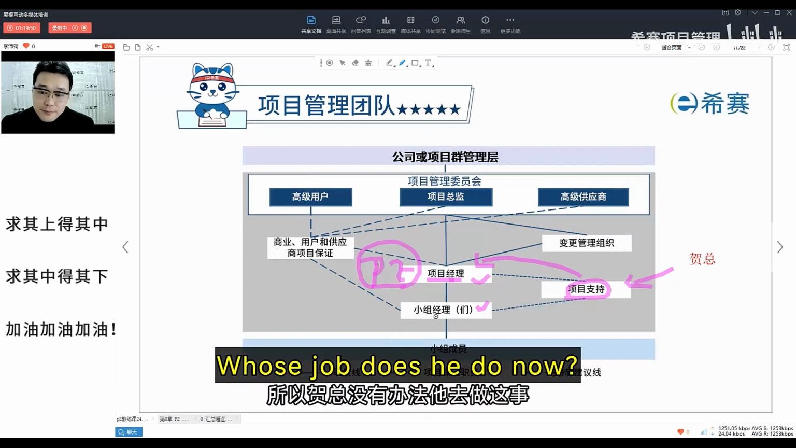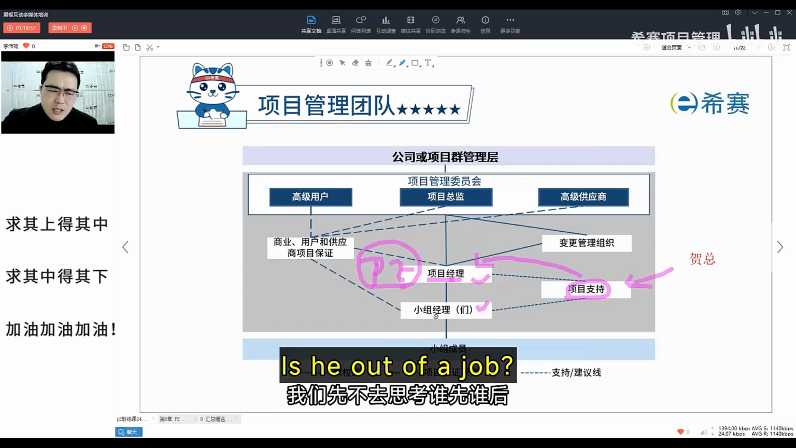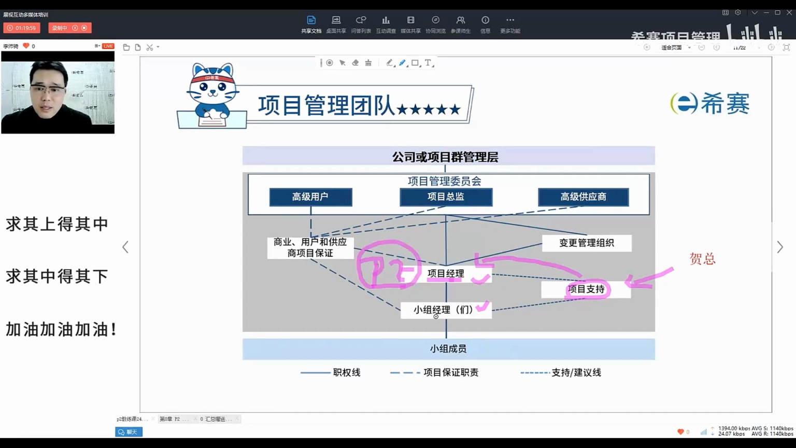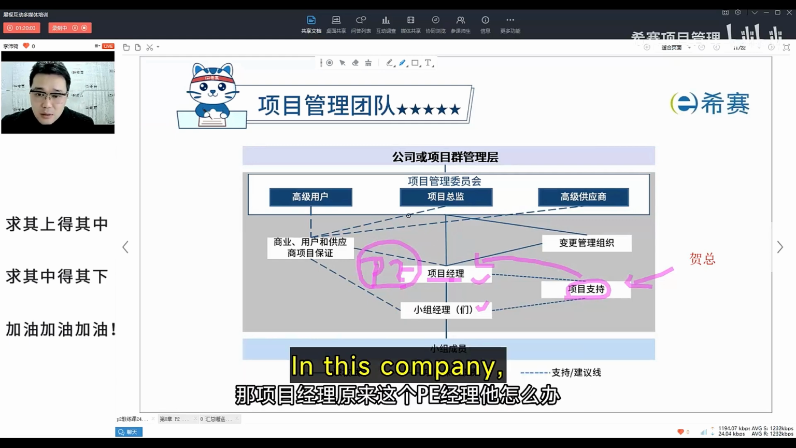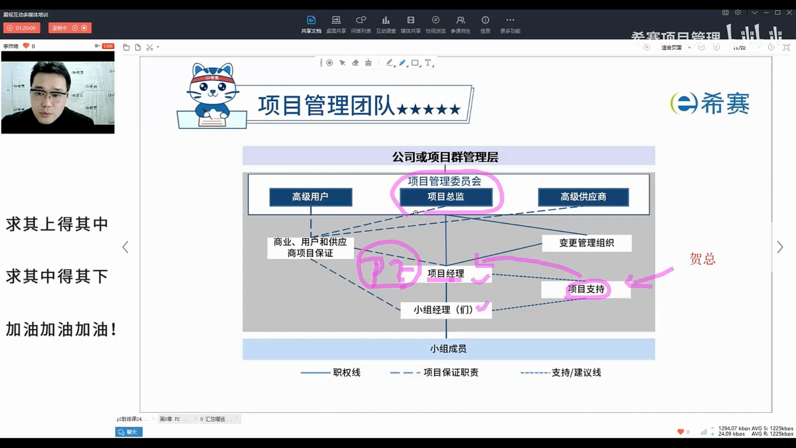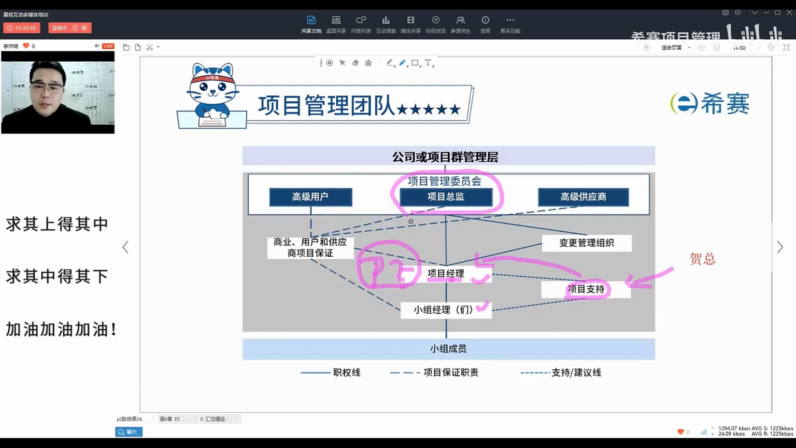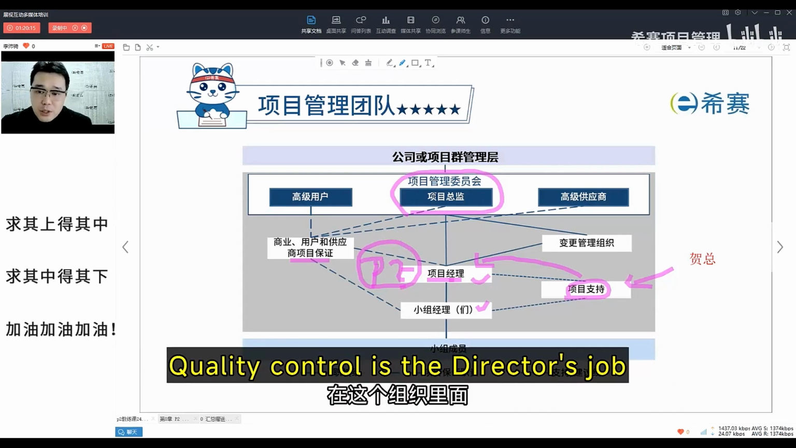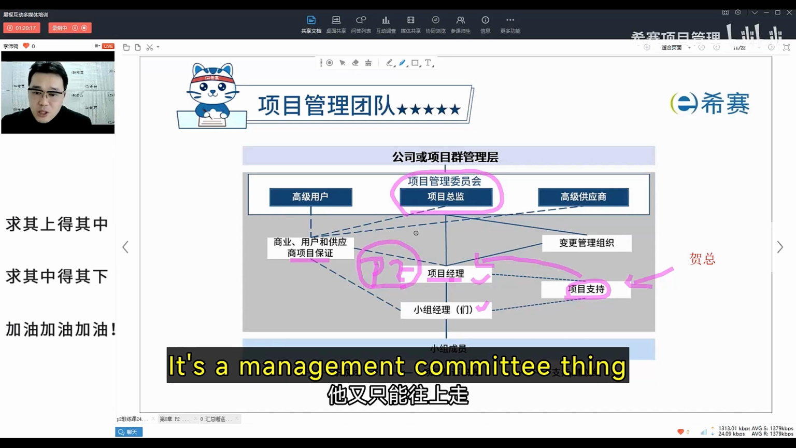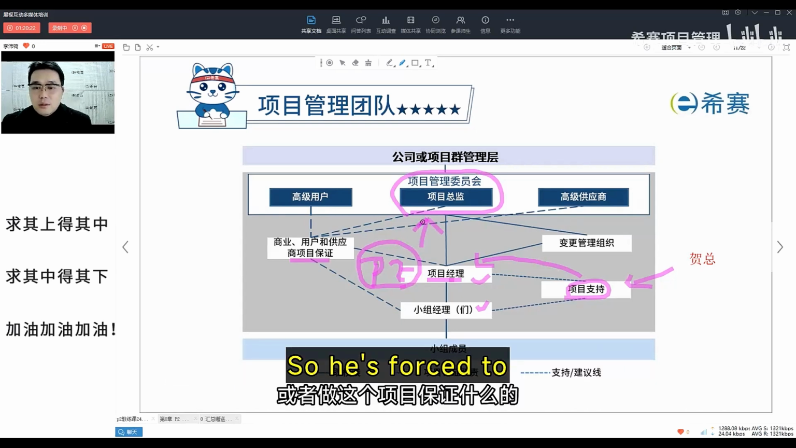Whose job does he do now? Is he out of a job? He's left with nothing to do. In this company, his only option is to climb the ladder. Stepping into the project director's shoes. Or dealing with project quality stuff. Quality control is the director's job. It's a management committee thing. He's got nowhere to go but up. So he's forced to play the boss.